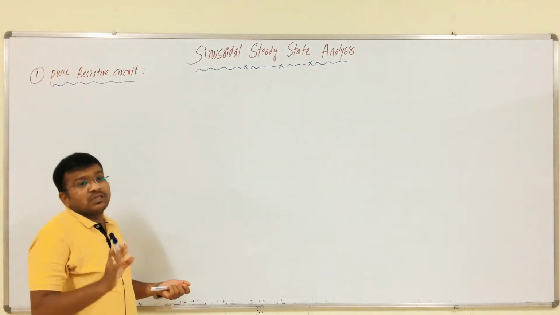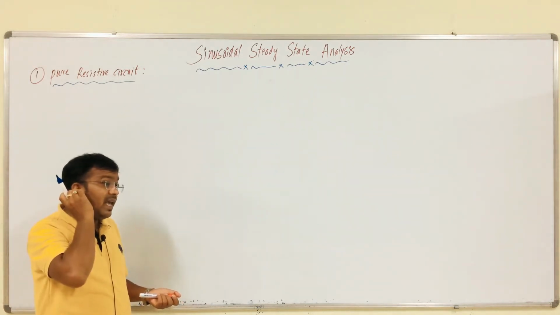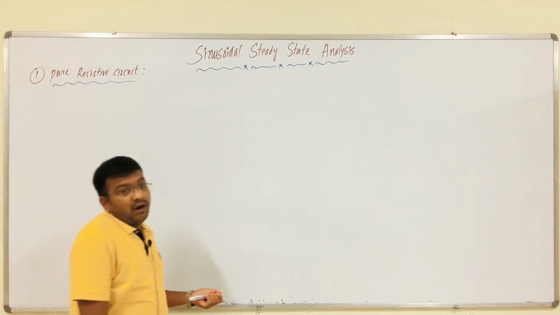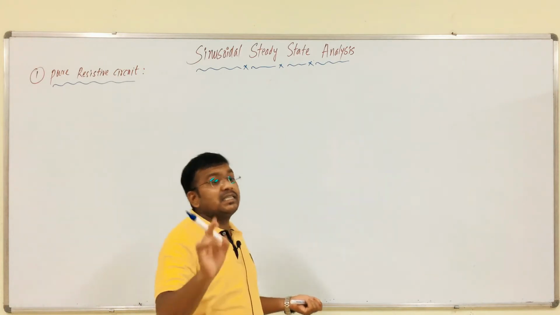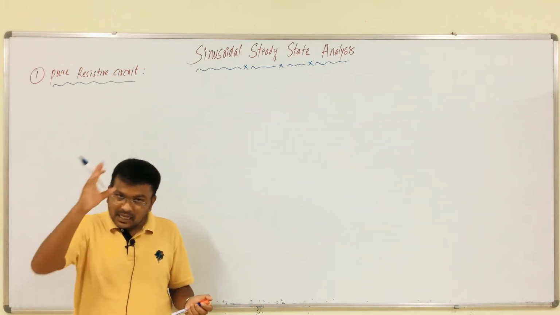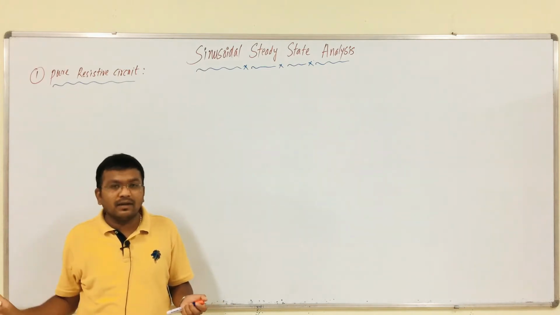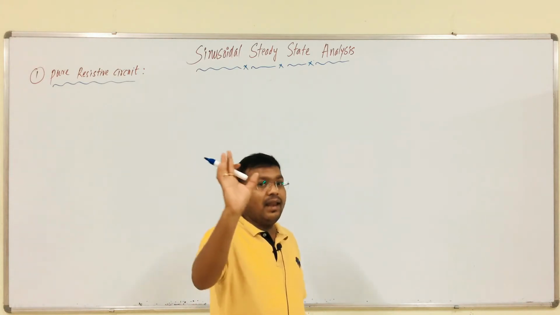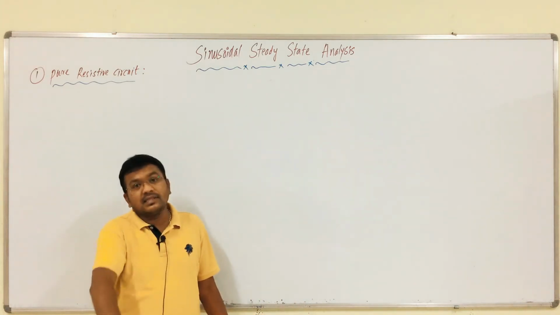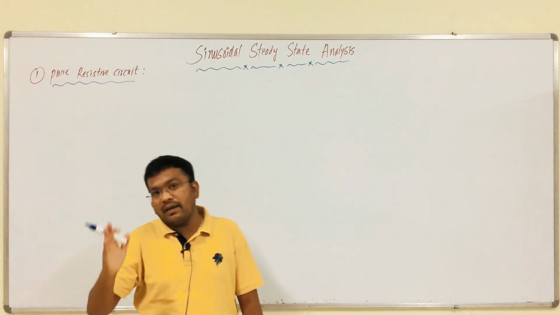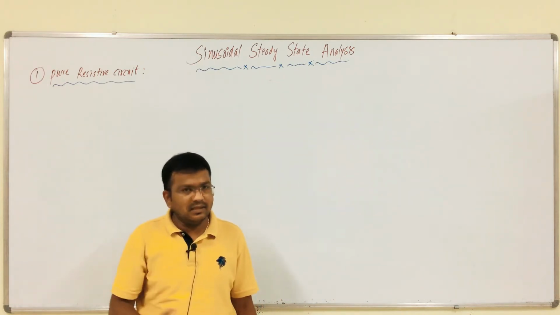Pure resistive circuit means what? We are providing AC excitation to the pure resistive circuit. Already we have discussed the DC excitation for resistance, inductance and capacitance, right. The same procedure we follow here. We provide AC excitation to the R, to the L, to the C, then series RL, RC, RLC, and parallel RL, RC, RLC. That is the analysis.